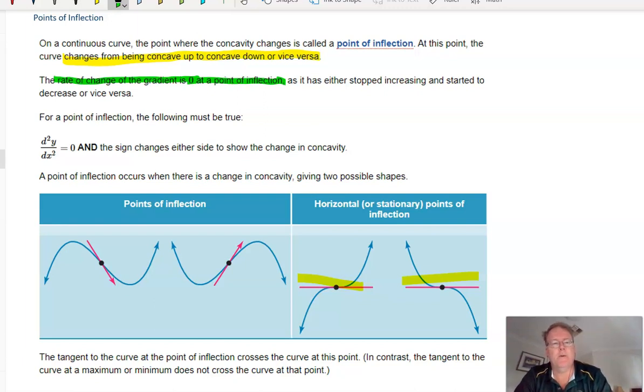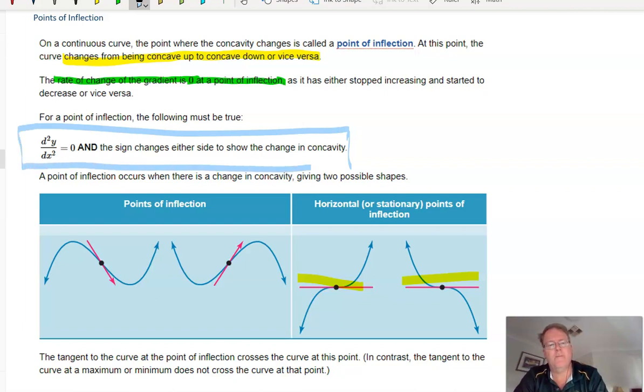So we've got a summary table here. At a point of inflection, d squared y over dx squared has to equal 0, and the sign changes either side. So this is what we used to do with the first derivative test. We now do with the second derivative. We look at the sign of the derivative either side, to show changes in concavity.